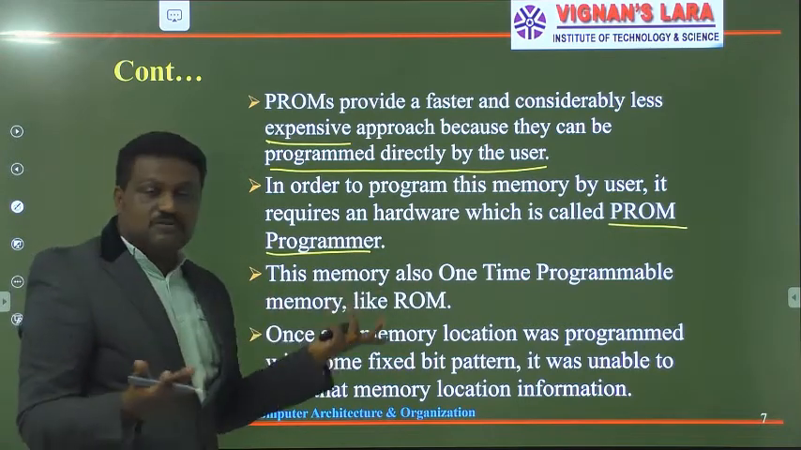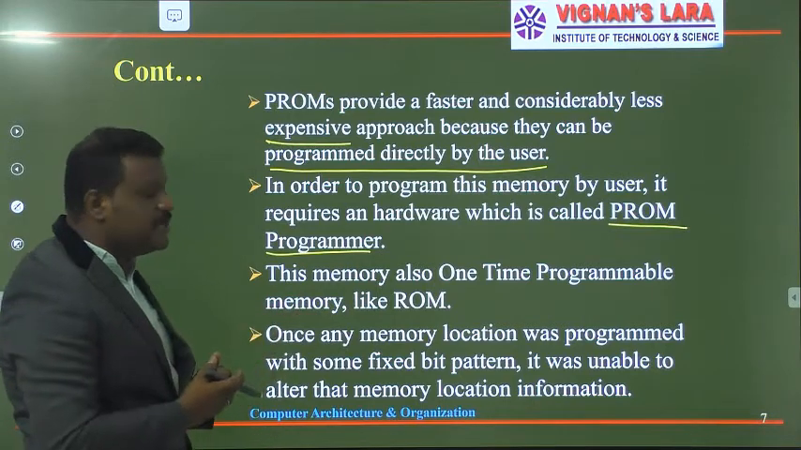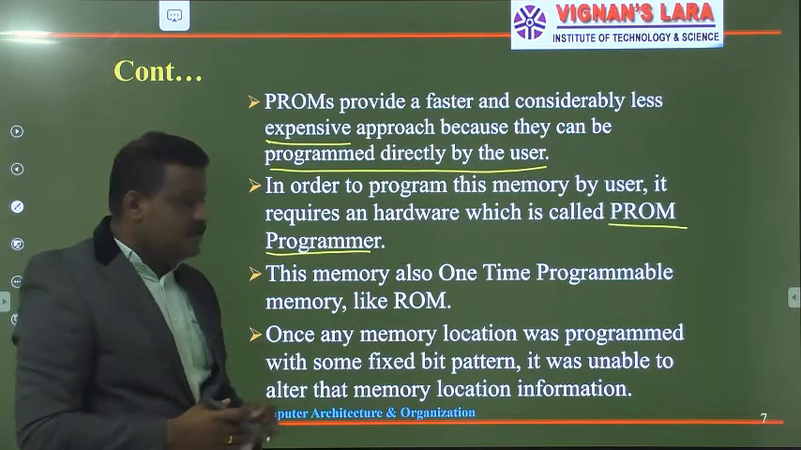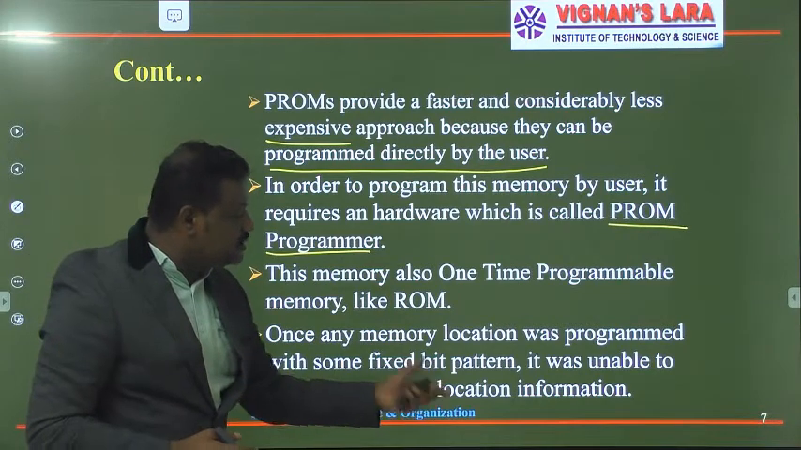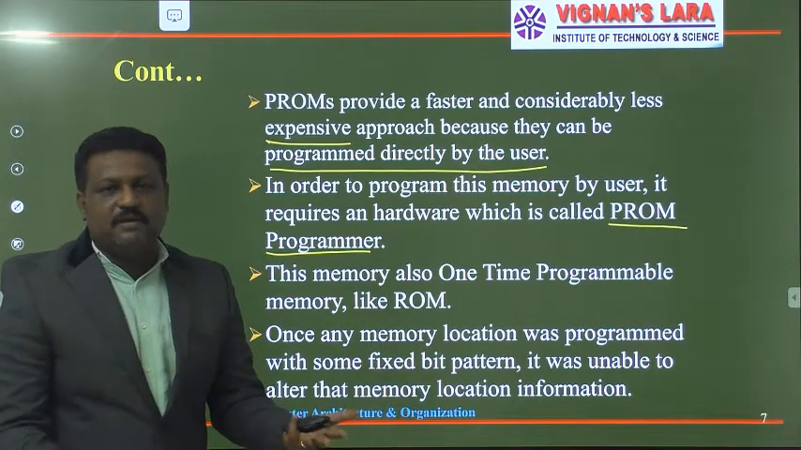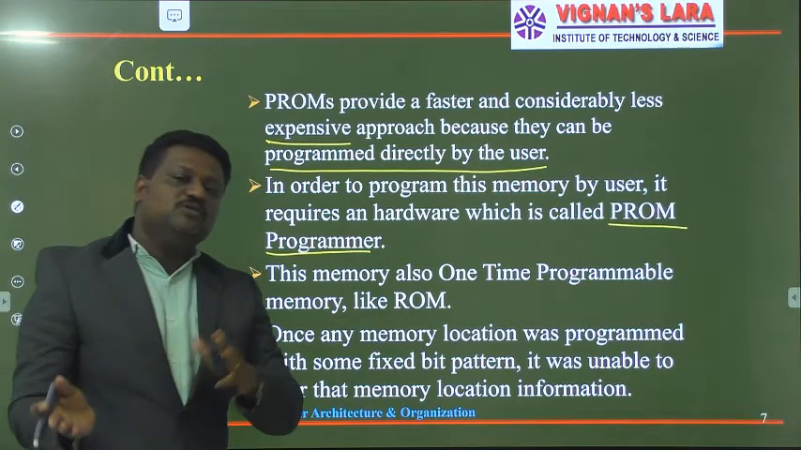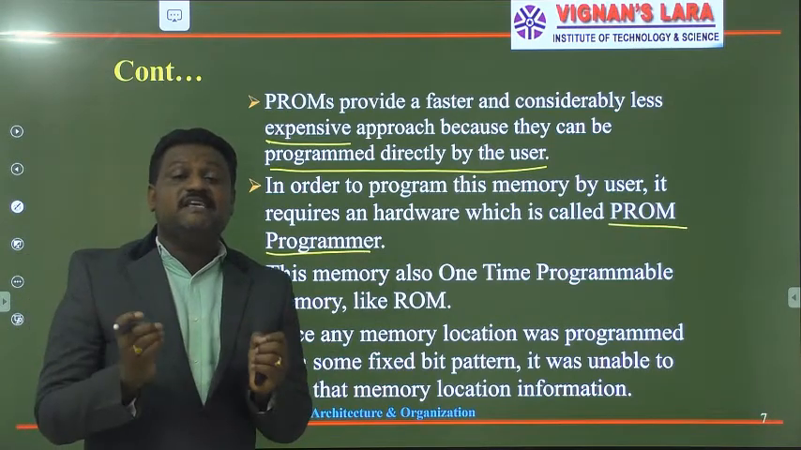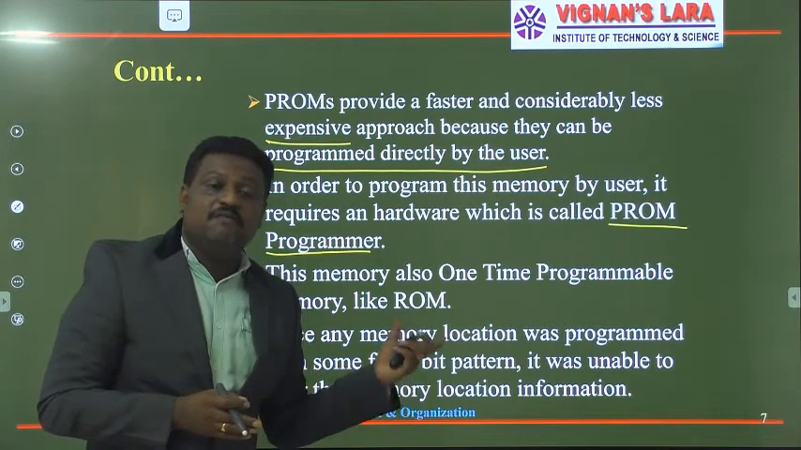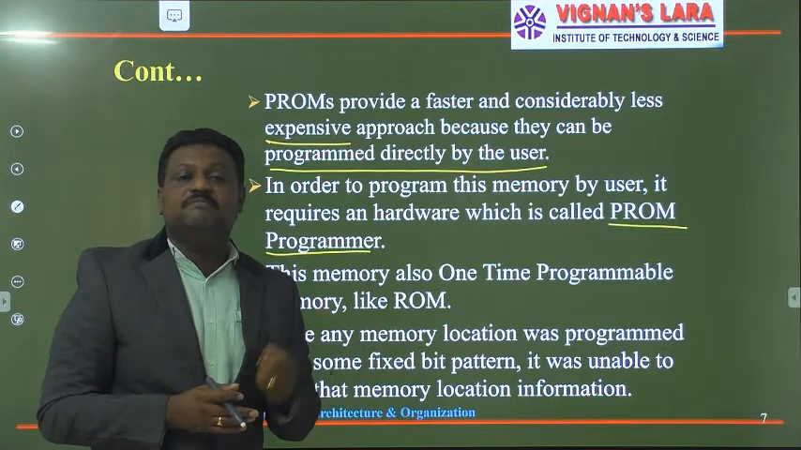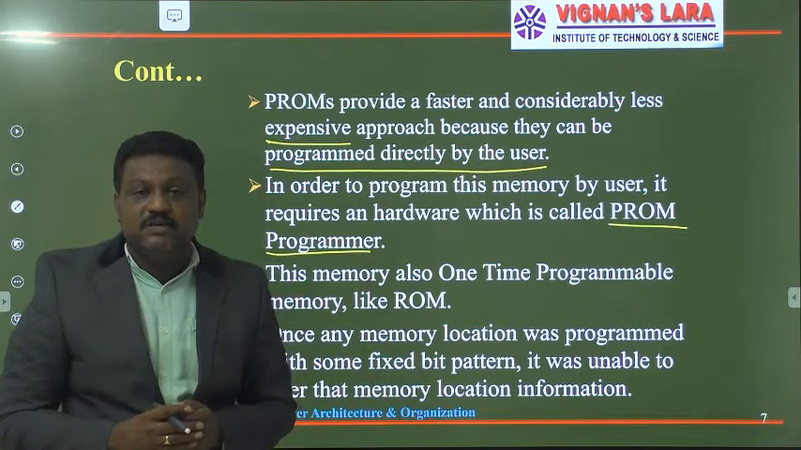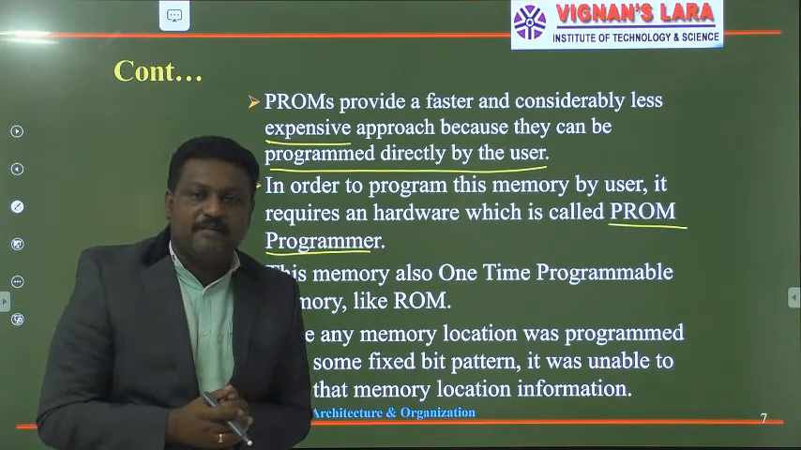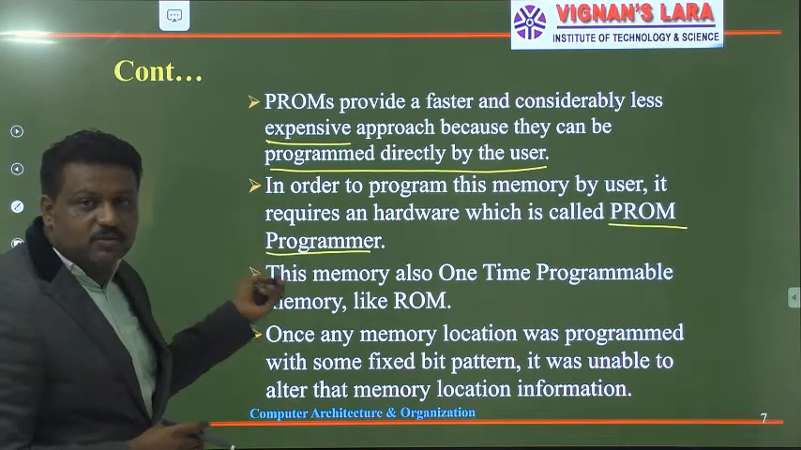Next, this memory is also a one-time programmable memory like mask ROM, that's what I'm saying. So what's the meaning of this? Once any memory location is programmed with some fixed bit pattern, it is unable to be altered. Once you write something onto any particular location of memory, it is not possible to alter even a single bit of that location. Because it is a one-time programmable memory, we program the memory locations by sending current pulses through the memory cells where we want a logic one, by simply burning the fuse in that corresponding memory cell. That you have to remember, friends, regarding PROM.